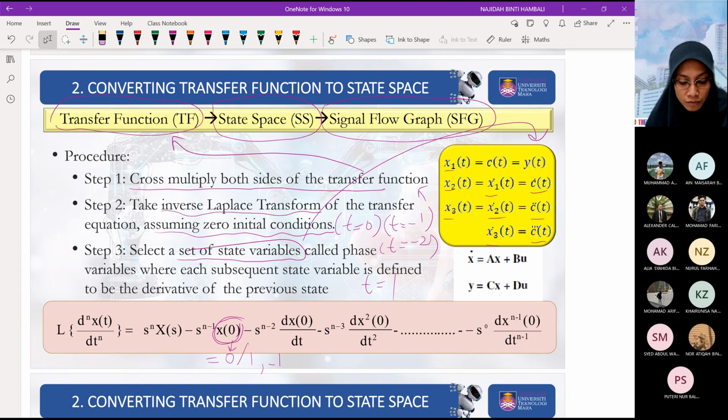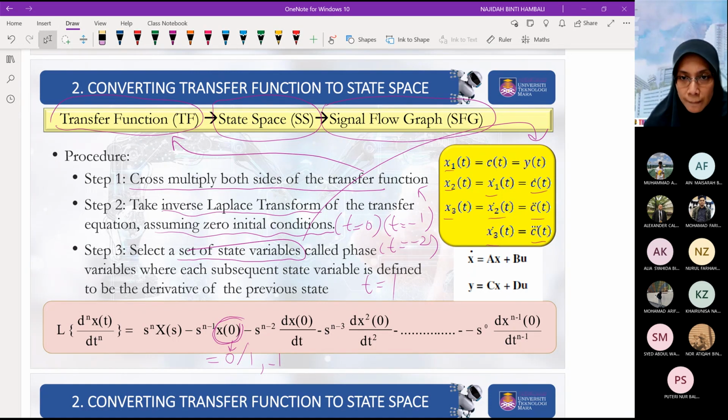Okay, so you need to define how many state variable and then how many derivative state variable, x1 dot, x2 dot, x3 dot. Then you can construct your state space equation based on equation 1 and 2. Then you can start sketching your signal flow graph. To sketch your signal flow graph, okay, what is the first thing that you need to do?